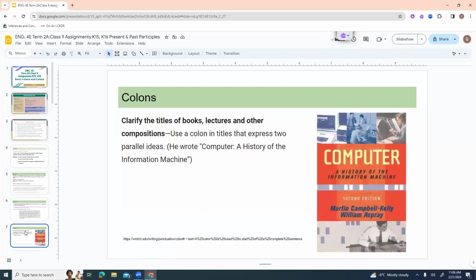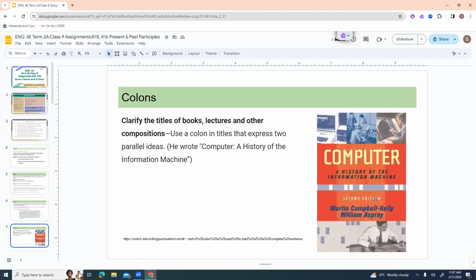All right. And the other one is one you're going to see on books, lectures, other compositions, where sometimes there's a main title and then there's a subtitle. So they say that expresses two parallel ideas. I would say it kind of expands on the first idea. So, Computer, that's a pretty big subject. Well, what are they going to be talking about? A History of the Information Machine.